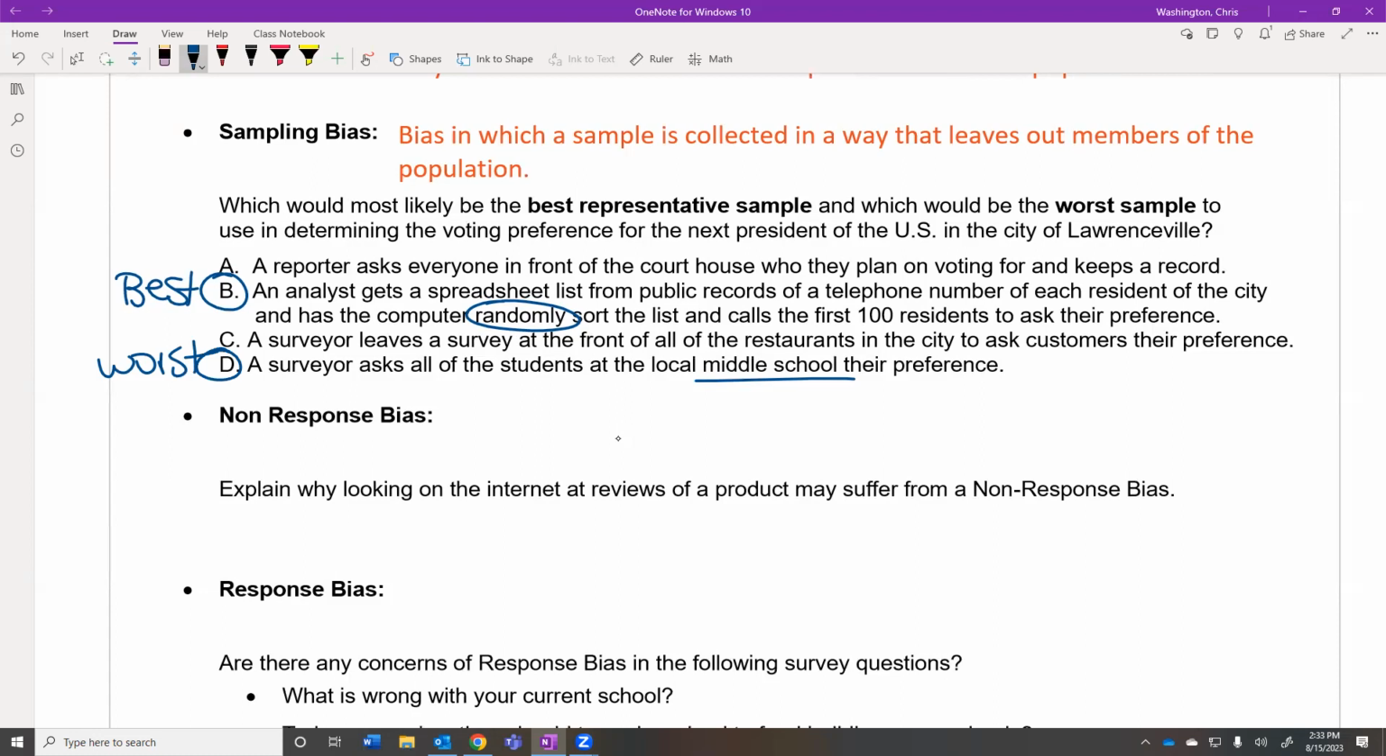Can middle school students vote? So is this sample even part of my population? No. Am I leaving out a whole bunch of people in my population? Actually, everyone. So middle school students are actually not even part of the population. And since they're not part of the population that I'm actually interested in studying, I'm not asking any of those people what their preferences are. And they could also probably just feel the way their parents feel.